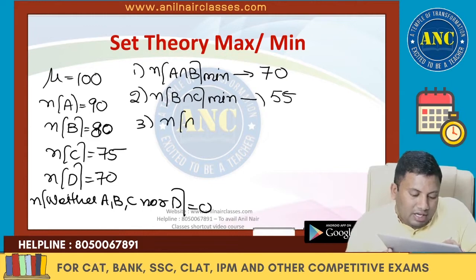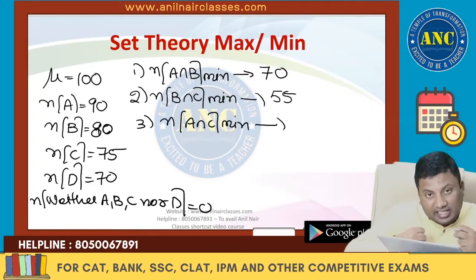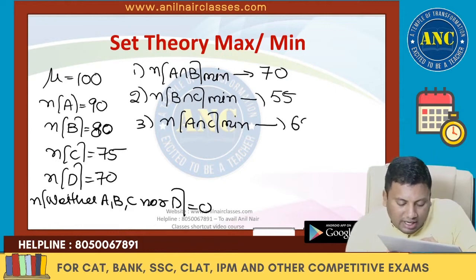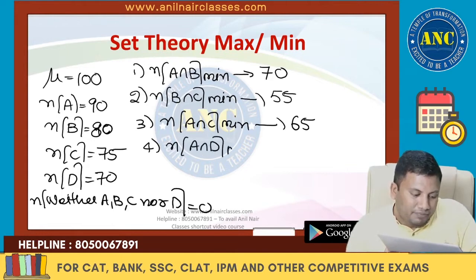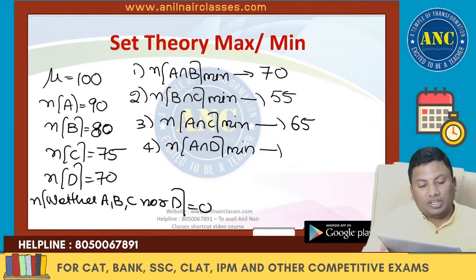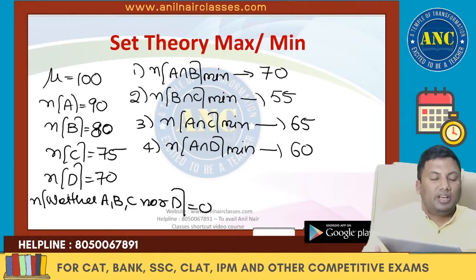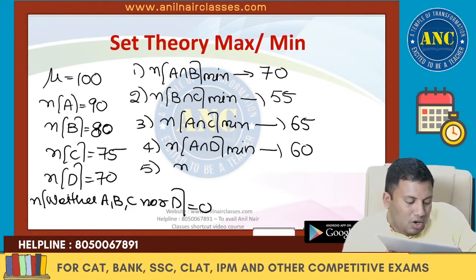Third one, N of A intersection C minimum. A intersection C, 90, 75. Separate it, 165. How much more than 100? 65. Fourth one, N of A intersection D minimum. 90, 70, 160, more than 100, 60. If it is less than 100, then the value is 0. That will be my next question. All the questions can be solved orally.